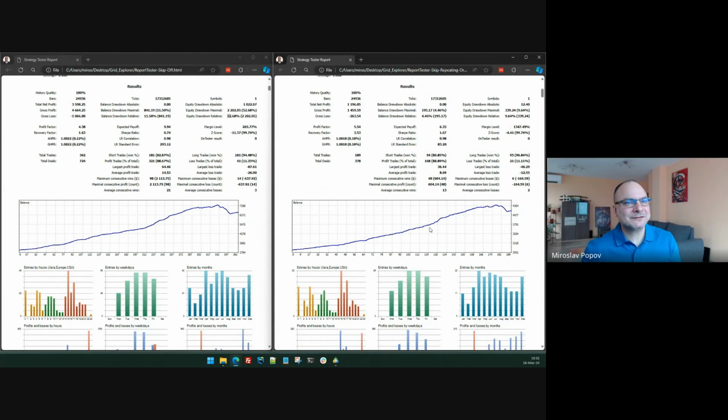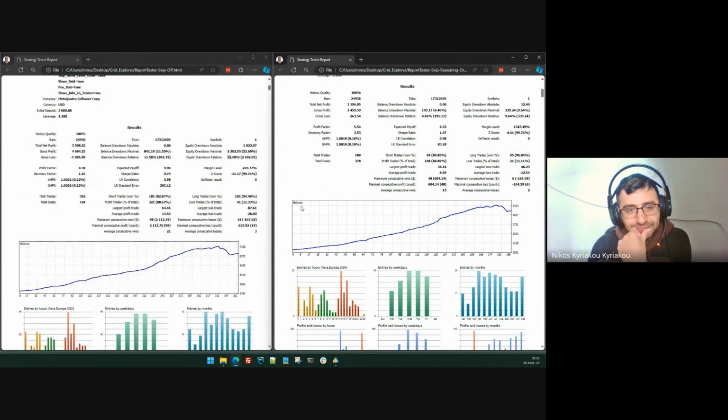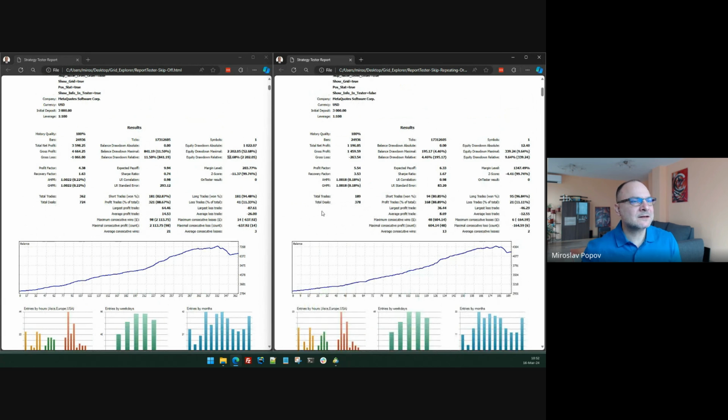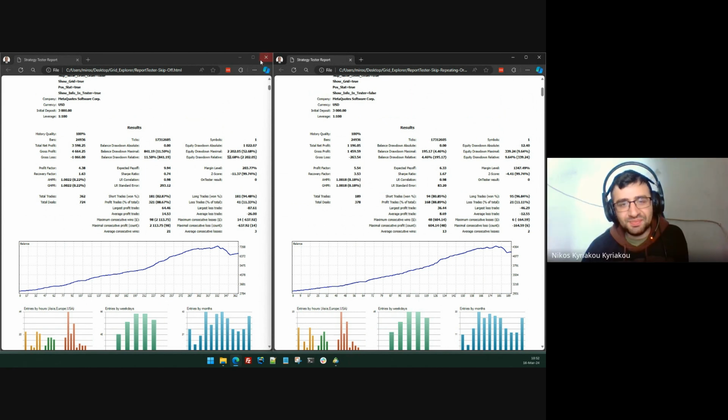The shape of the balance curve is the same, but the difference is only in the volume. Let's see the count of deals. Here we have 362 deals. We have 189, almost double less. But the equity drawdown is triple less. So we have a benefit here. It's good.